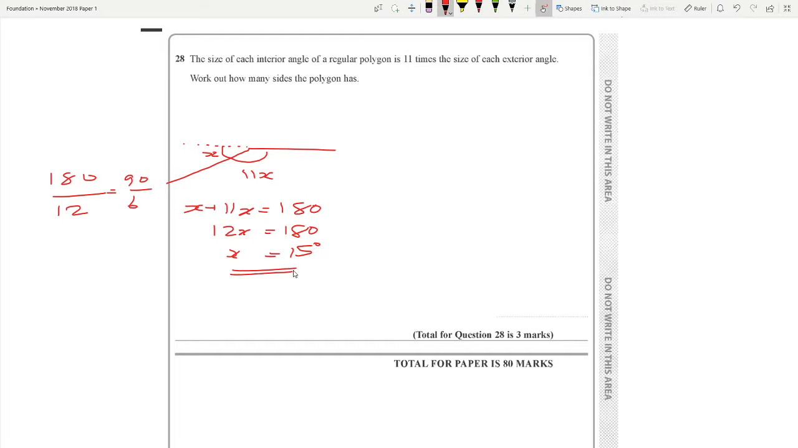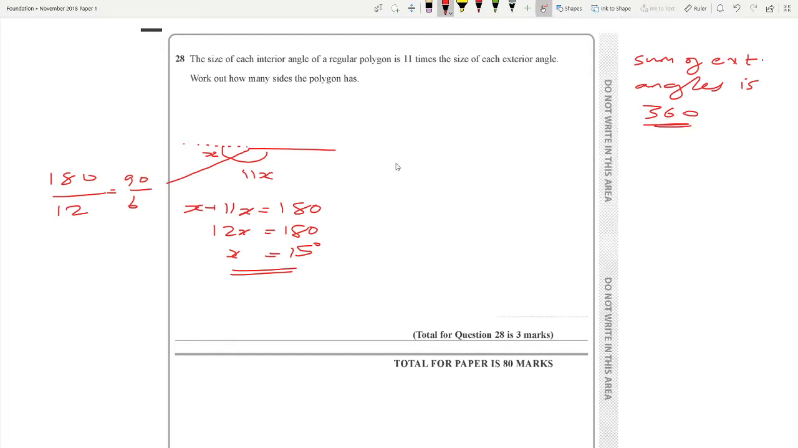Then that's not the answer. That just tells us the exterior angle is 15 degrees. Now remember that the exterior angles have to add up to 360. That's one rule you need to remember. The sum of exterior angles is 360.